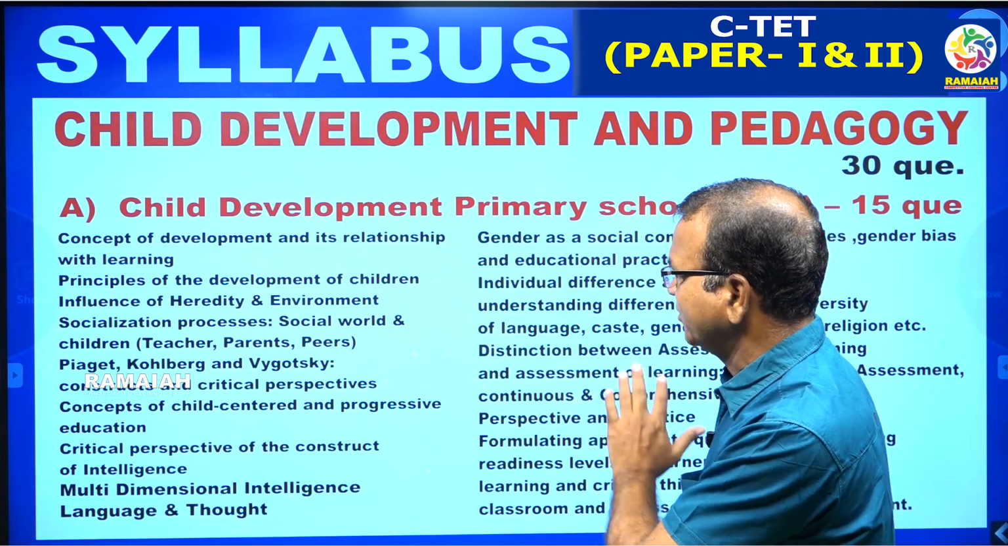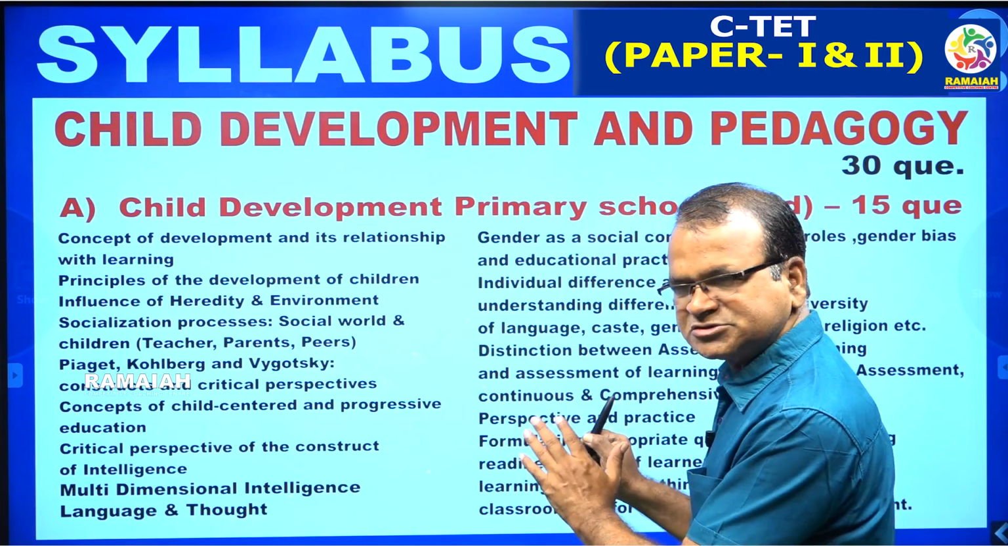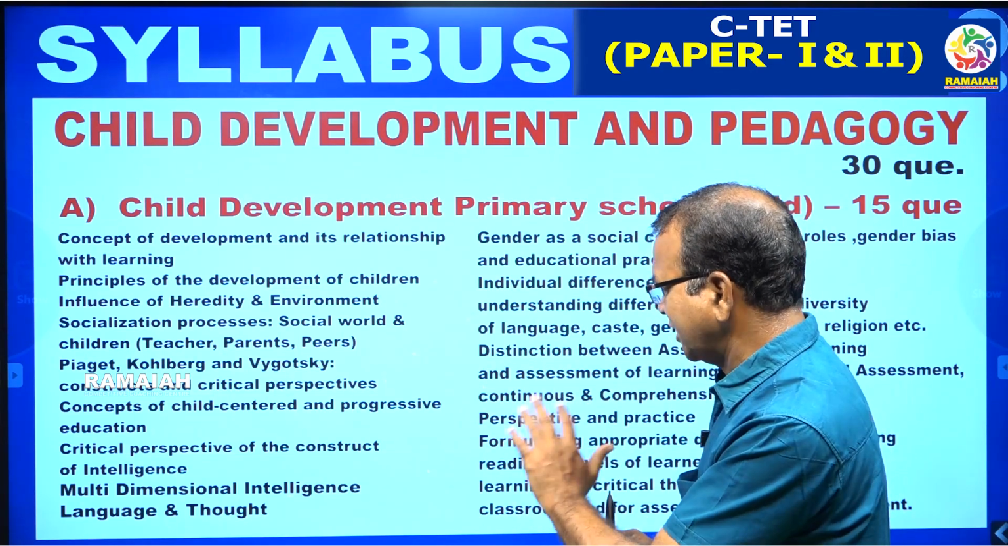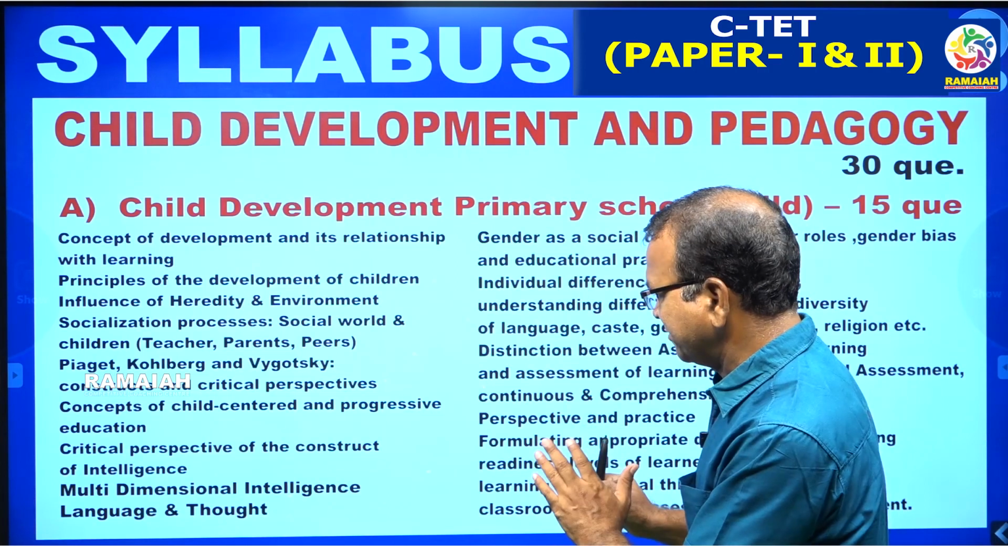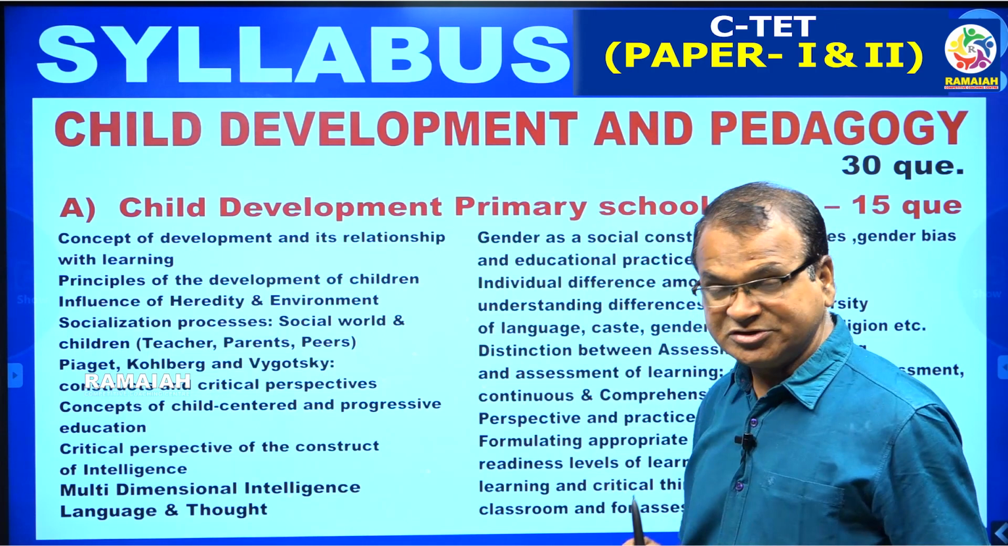Influence by heredity and environment. Socialization process, as explained by different psychologists and sociologists. The concept of modern education, which is child-centered and progressive education. Critical perspective of the construction of intelligence. Multi-dimensions of intelligence, and language and thought.